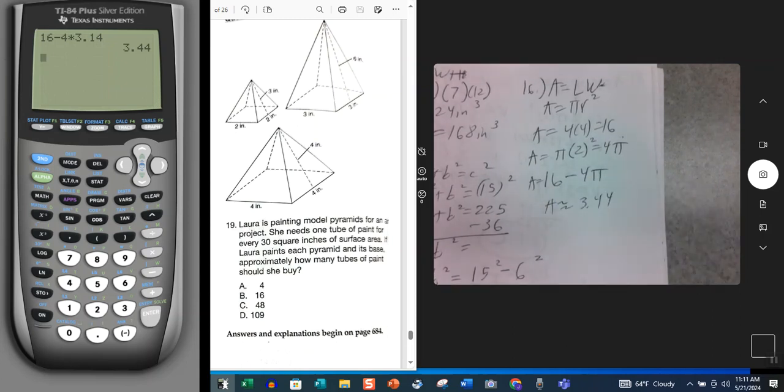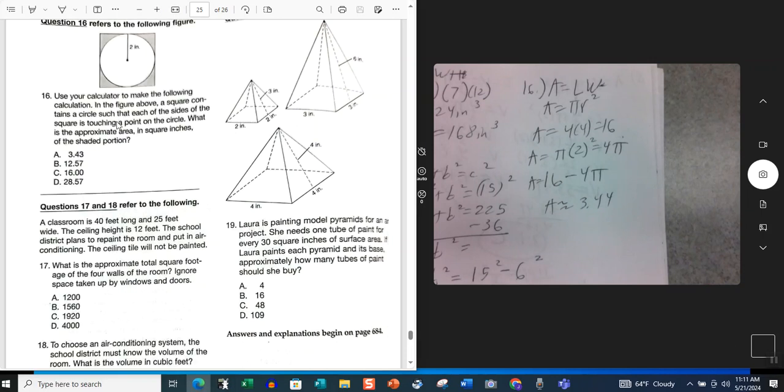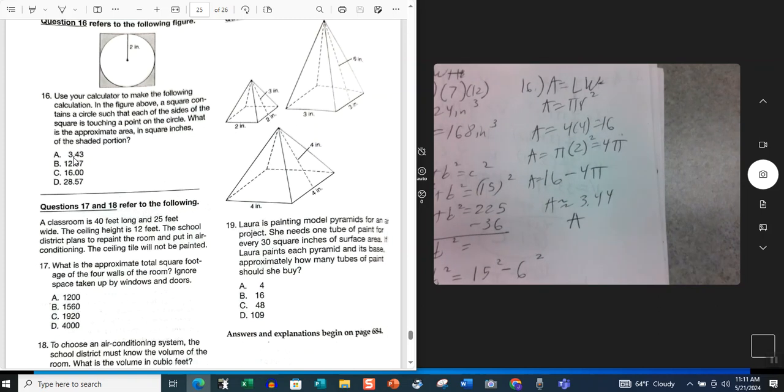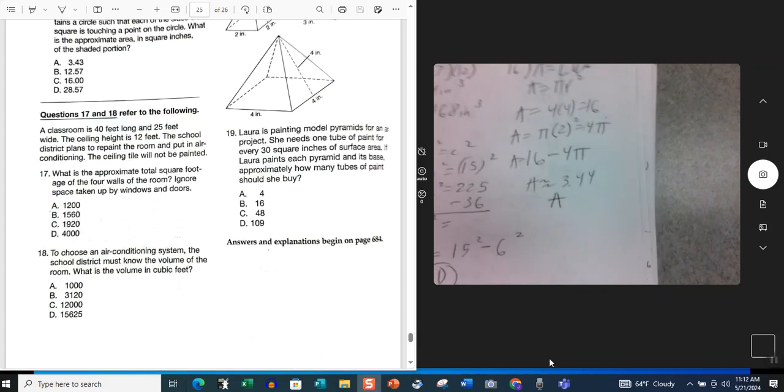Now remember, we're supposed to pick the one best answer. So the best answer here would be A, 3.43. Okay, now we move on. So now we'll skip down to problem 18.